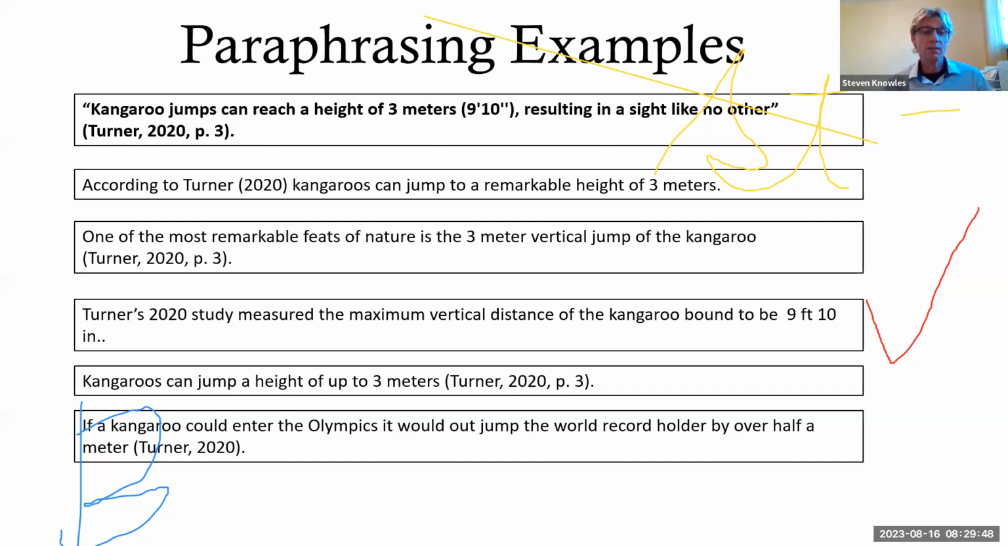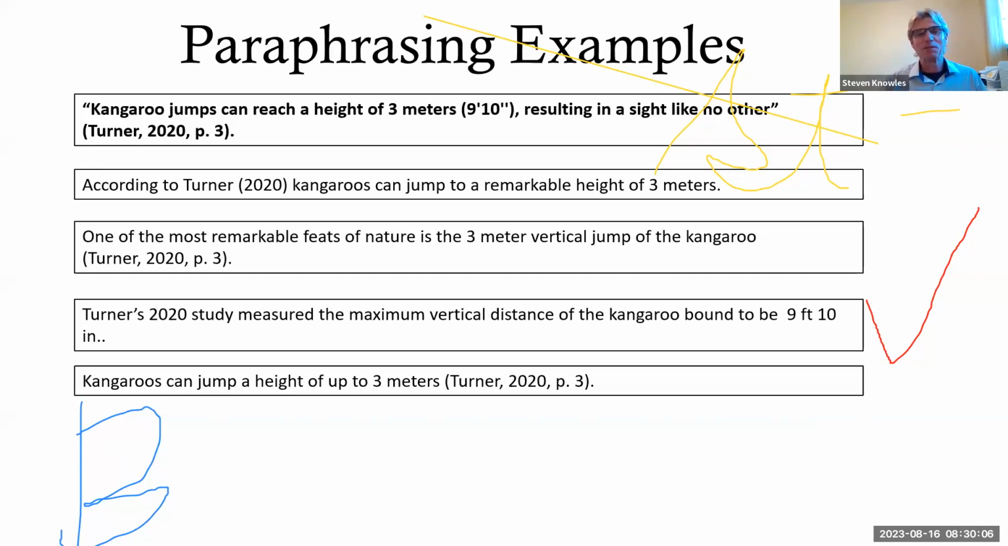Here's a final way. If a kangaroo could enter the Olympics, it would outjump the record holder by over 0.5 meter. So this final one perhaps is a little bit too much poetic license. I wouldn't put too much information in like that. So I would ignore that one. But the other ones are good examples of how you can paraphrase.